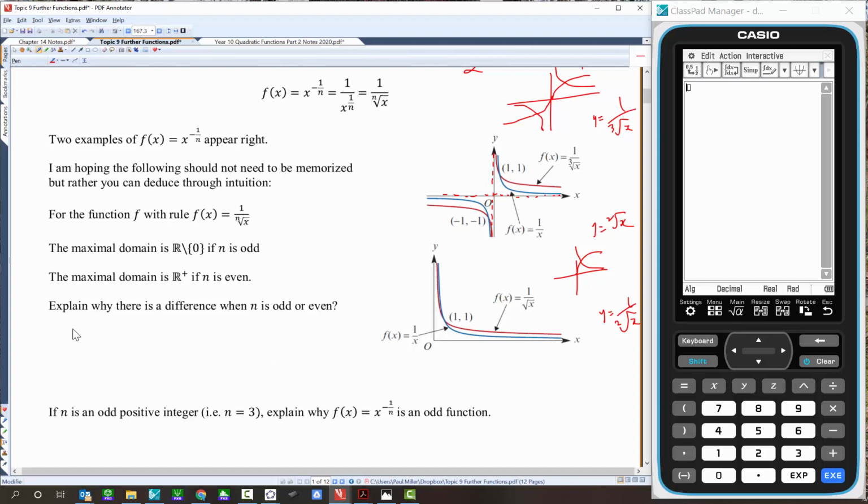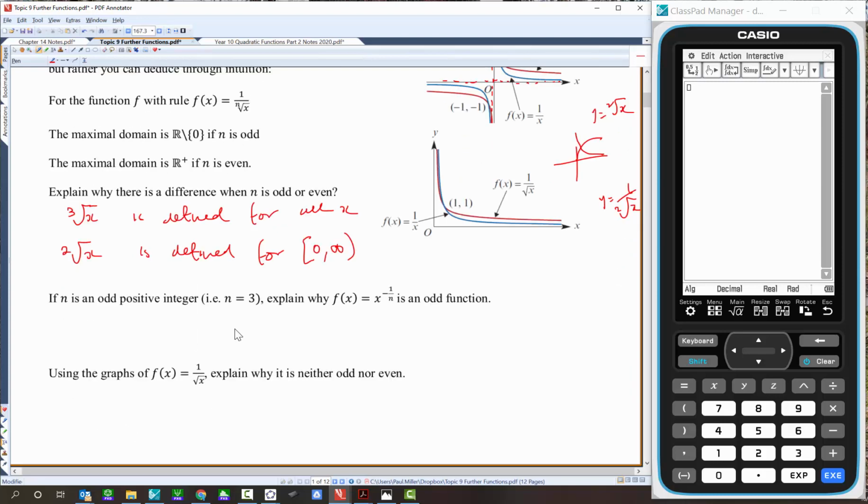So we're going to say something like this. Third root x is defined for all x. Second root x is defined for 0 up to positive infinity.